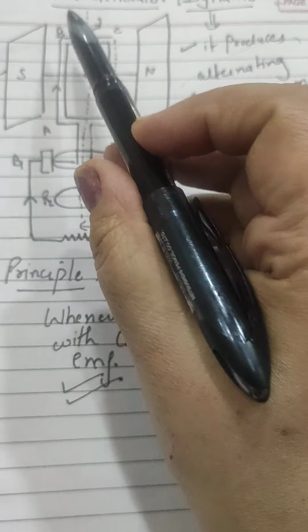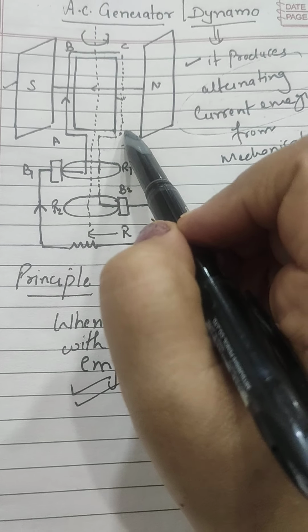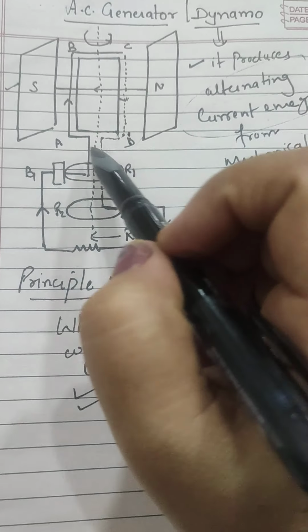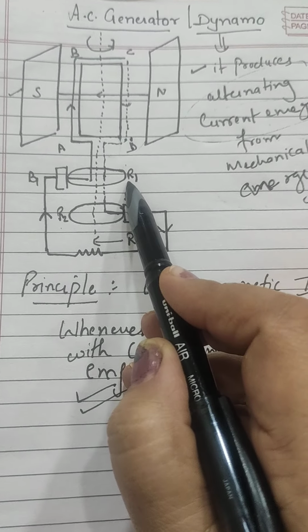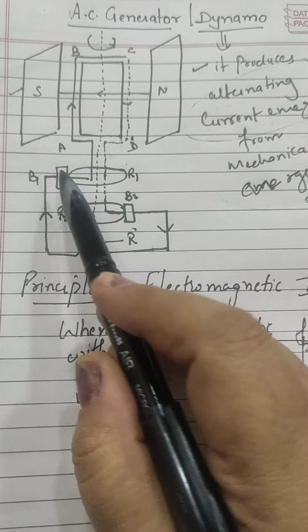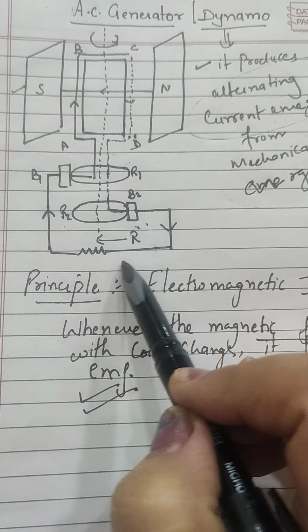Here these are two strong pole pieces. A, B, C, D is a rectangular coil which is also known as the armature coil. It has a number of turns. Here R1 and R2 are the slip rings, and B1 and B2 are the carbon brushes which are used to make contact with this wire.